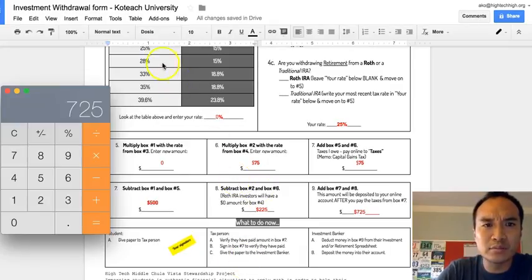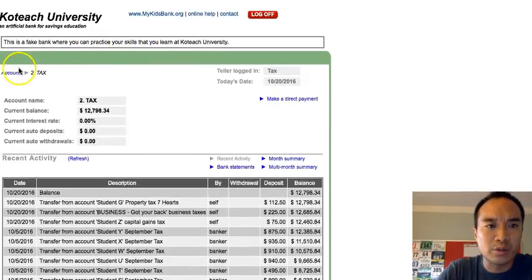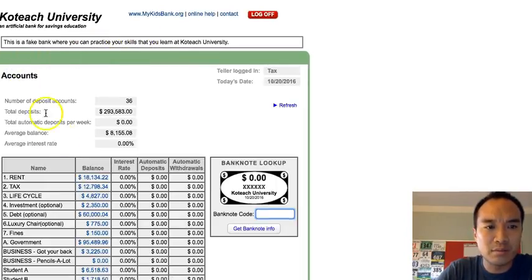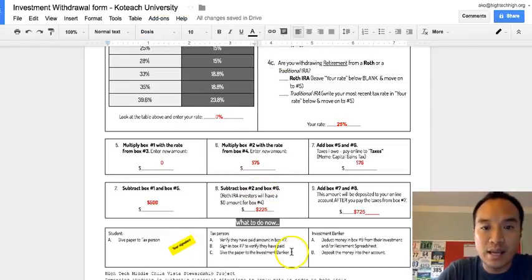So let's go back to the My Kids bank account. And we're going to go to the investment account. Investment. And the student has not paid. So in that case, you're going to go back to the investment sheet. It says sign the box to verify they've paid. They have not paid this. So you're not going to sign it.